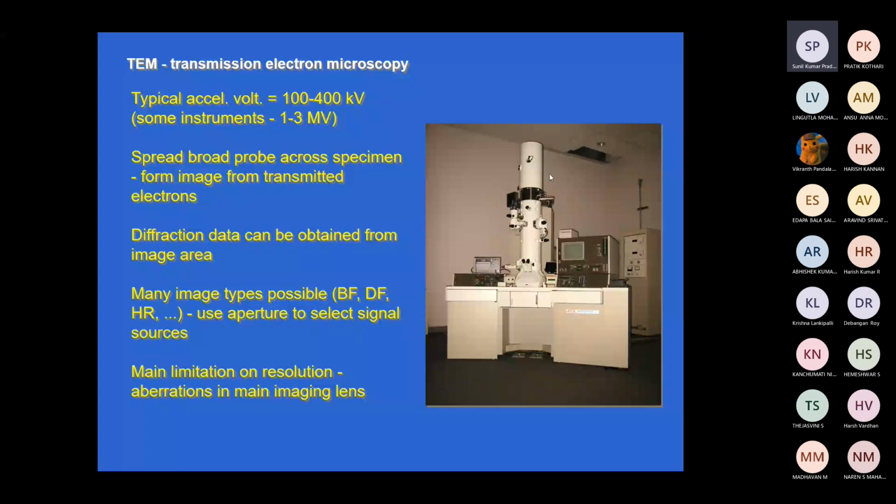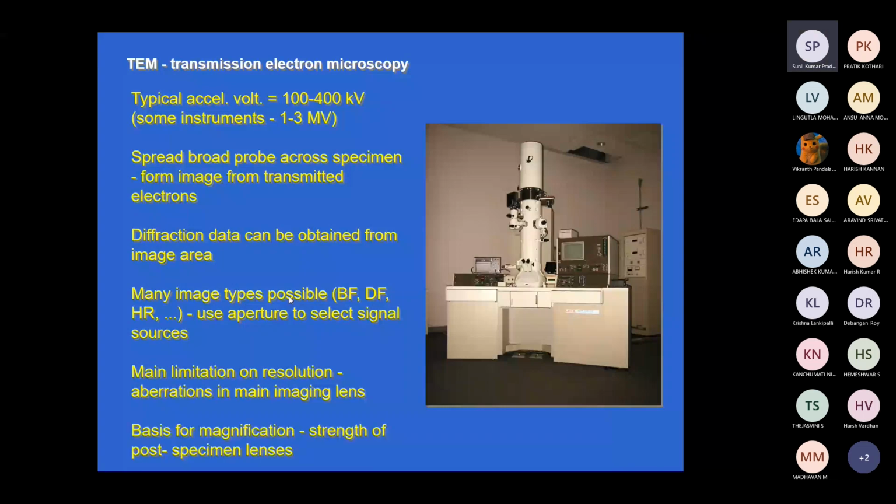One important aspect is that it spreads a broad probe across the specimen and forms an image from the transmitted electrons. Diffraction data can also be obtained from the image area. Many image types are possible, and these are used to select signal sources. The main limitation on resolution is the aberration in the imaging lens.